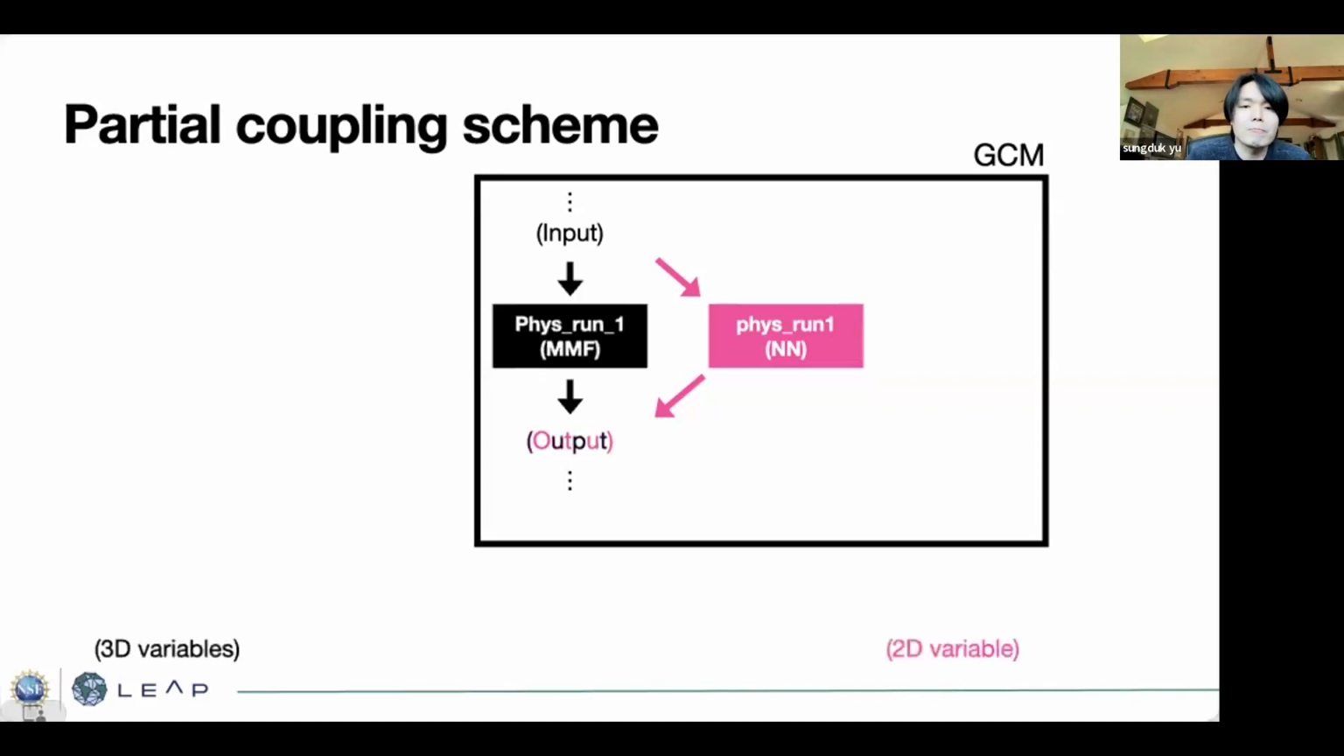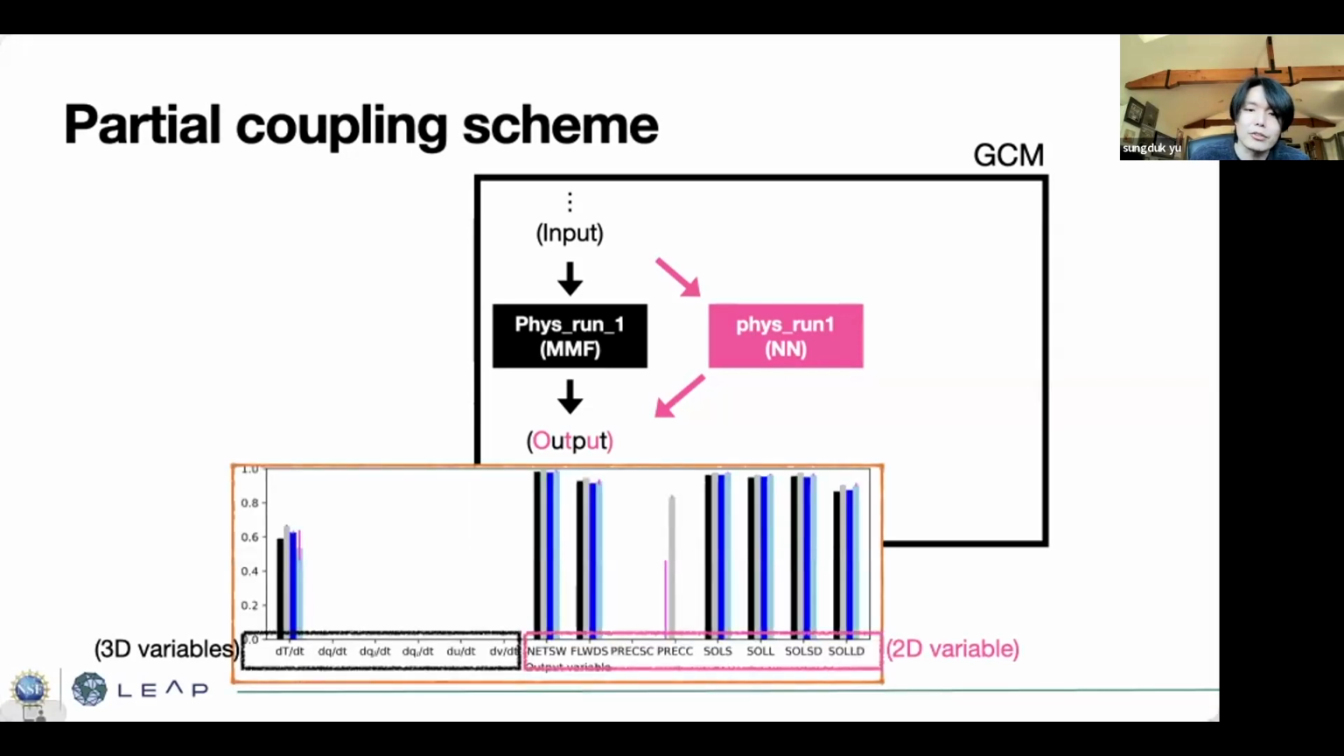In the partial coupling scheme, the original MMF or super-parameterization subroutine and the machine learning emulator subroutine run in parallel. But after that, there is a mix and match of the output variables. So let's bring the R-square chart back. For example, we are using variables in the black box from the original MMF subroutine because the neural network doesn't have any skill, and we are using variables in the magenta box from the emulator. This specific configuration is called surface-only coupling in the next slide.